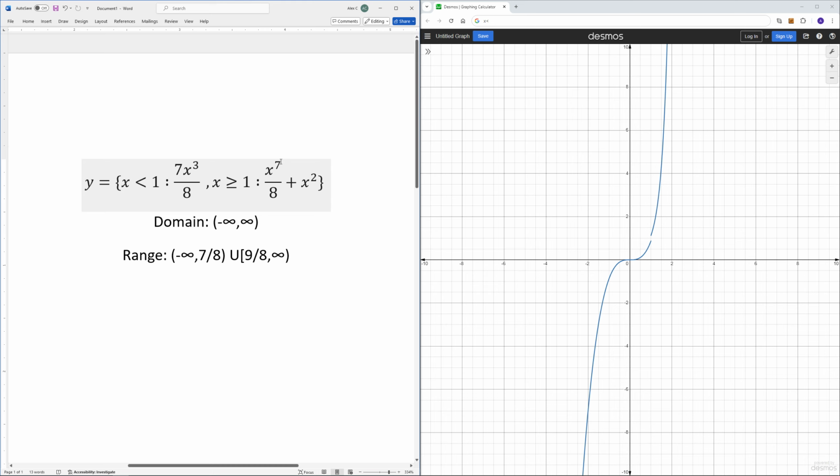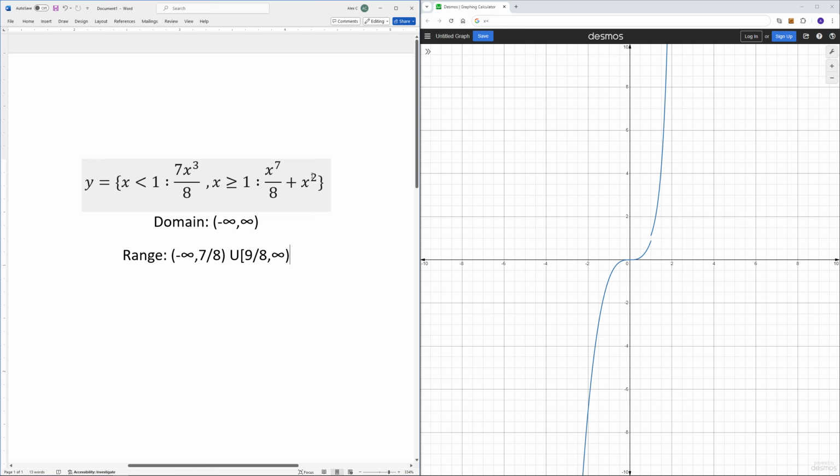My first polynomial is defined for x less than 1 as 7x cubed over 8. My second polynomial for x greater than or equal to 1 is defined as x to the 7th power divided by 8 plus x squared.